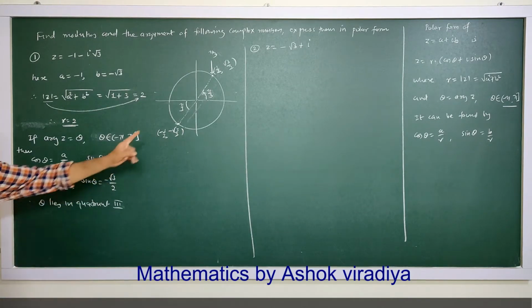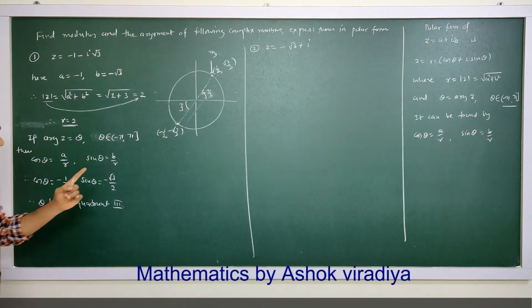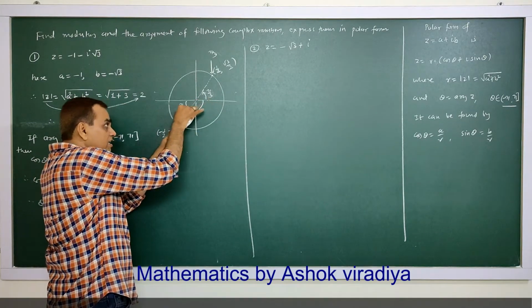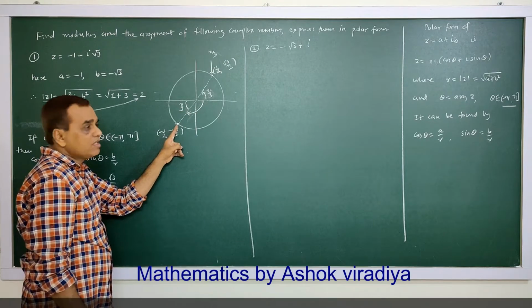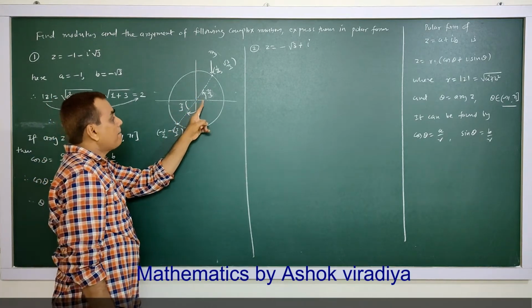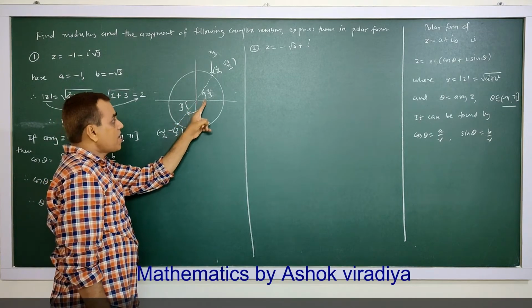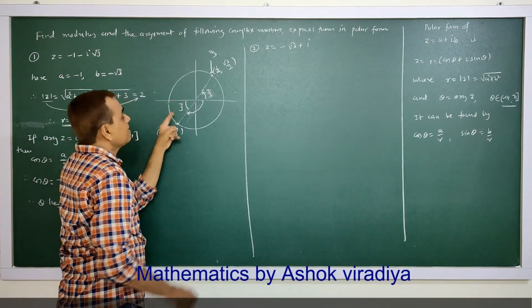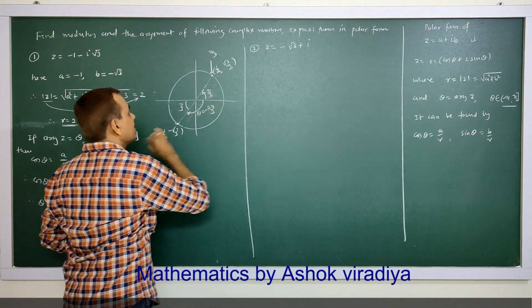Theta corresponds to this point because cos theta is minus half, sin theta is minus half. So we have to find theta: because the point is in the third quadrant, take theta in the clockwise direction. So this will be minus 2 pi by 3. It is minus pi plus pi by 3, that is minus 2 pi by 3.